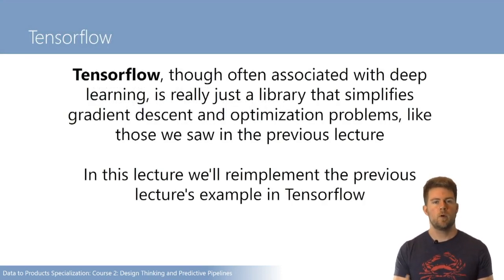So TensorFlow, it's a popular library these days. It's often associated with deep learning, but really at its core, it's just a library that simplifies optimization, in particular gradient descent-like optimization problems, just like those we've seen in the previous lectures. So let's try and re-implement the example from the previous lecture using TensorFlow.